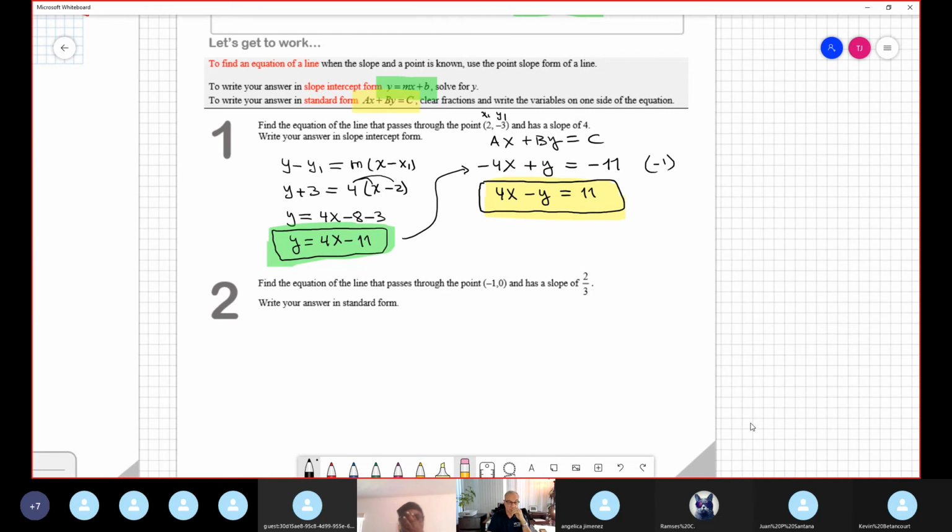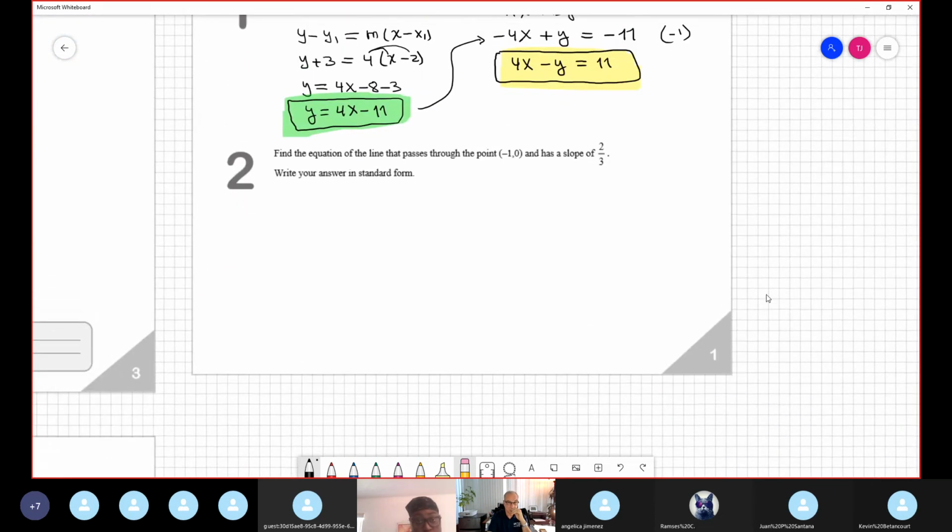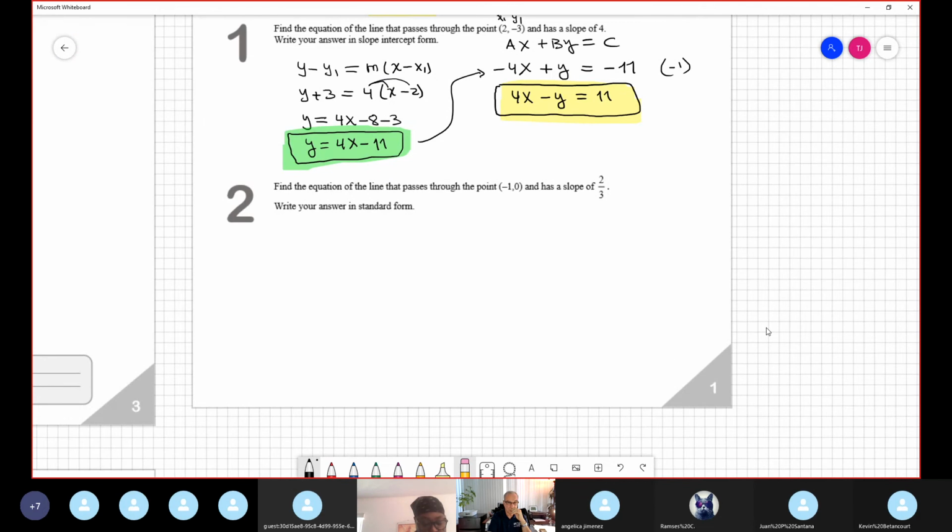Let's move on to number 2. Number 2 is similar. One point given, x1, y1, and the slope is given, 2/3. The only complication in this number 2 is the fraction. I copy the formula. Plugging in, substituting the values, y is a variable, y1 is 0.